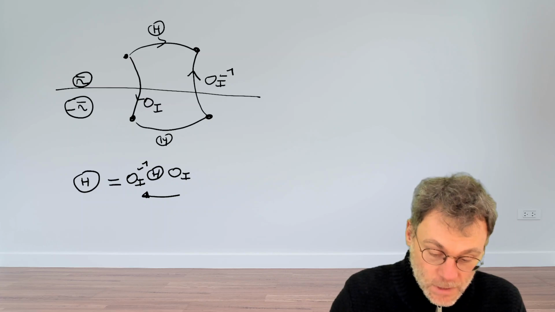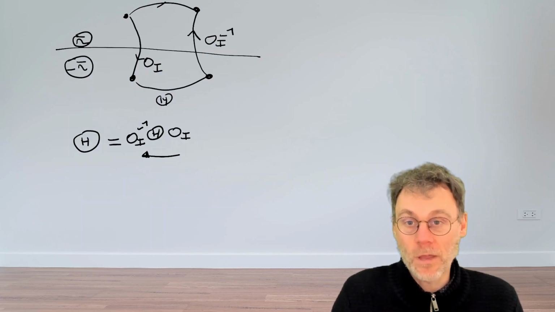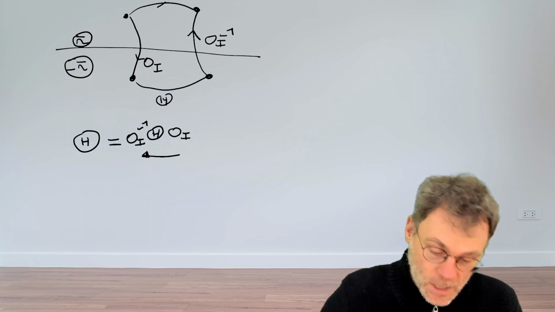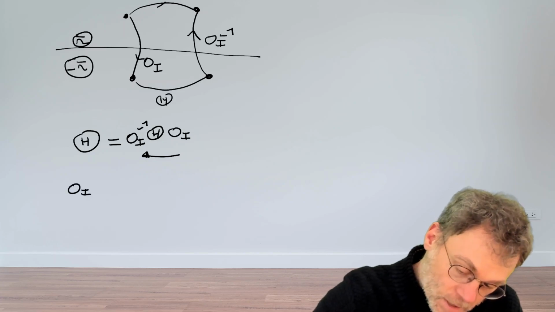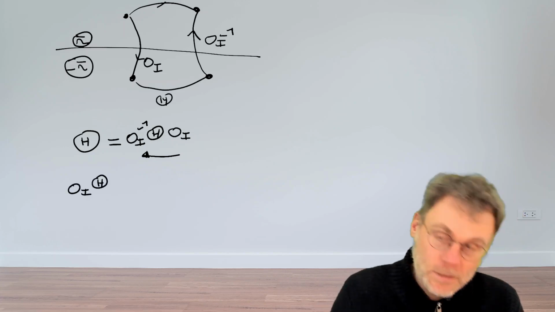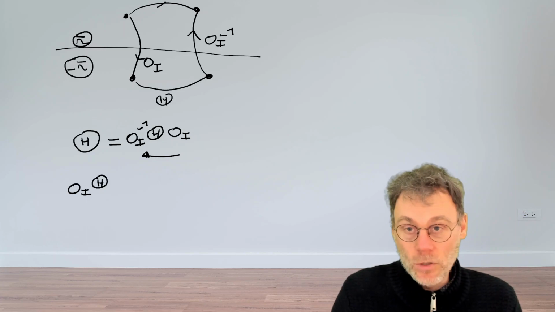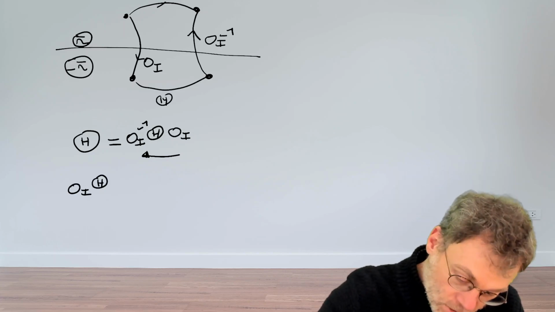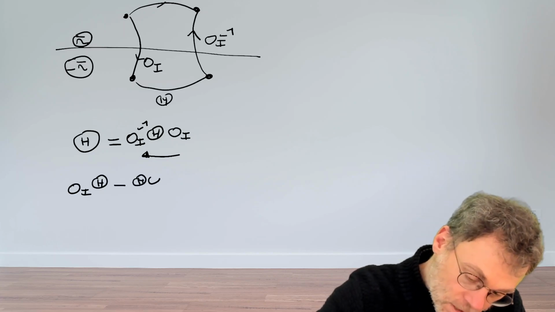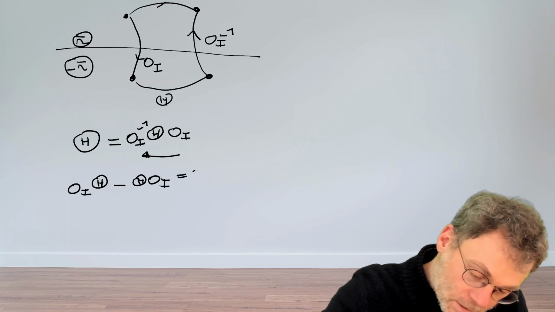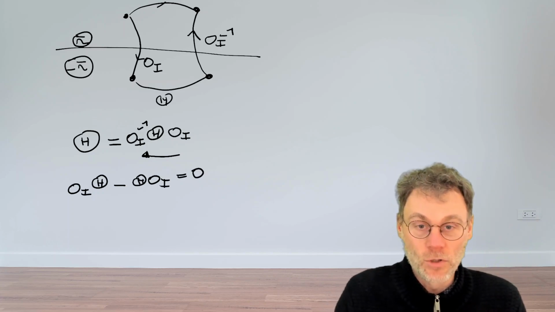Let's play around with this a little bit. Let's multiply everything on the left-hand side and right-hand side by the O I operator. And then we have O I theta. And then let's also bring the right-hand side to the left-hand side. So then we have minus theta O I. And that thing should be equal to 0.